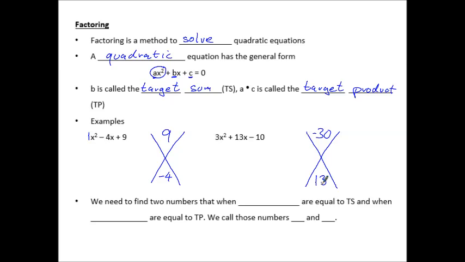Once we have found the target sum and the target product, we need to find two numbers that can do two things. When we add them, we get the target sum. That's why it's called target sum. And when we multiply them, we get the target product. That's why target sum and target product get that name. Those two numbers also have names. We usually call them P and Q when we use them in certain formulas.